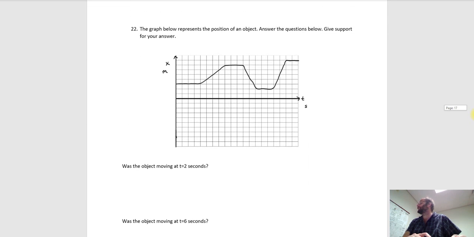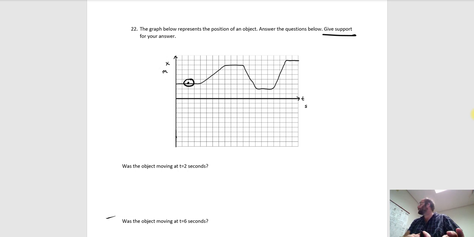All right, 22. The graph represents the position of an object. Answer the questions, give support. So 22, was the object moving at 2 seconds? 2 seconds on the graph is right there. So ask yourself, moving or not? And when it says give support, state some sort of reason. The slope is the following. That's what that would look like.